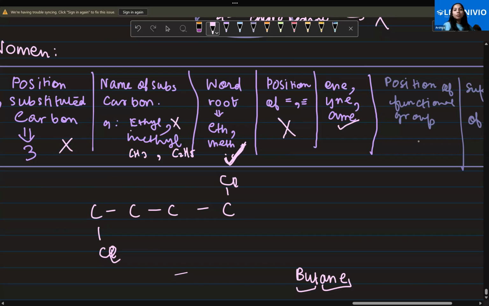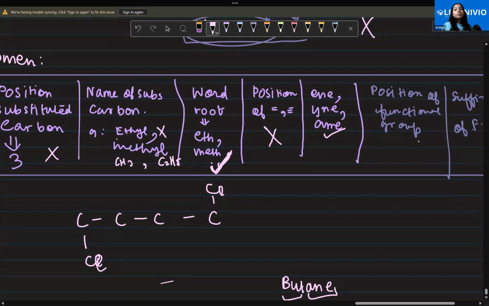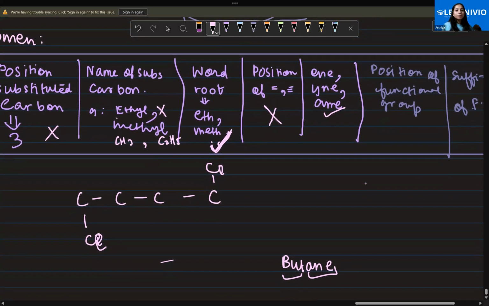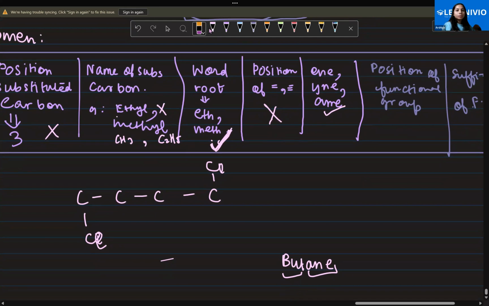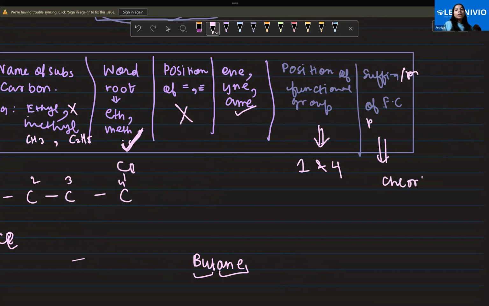Now, do we have any functional groups? Yes, ma'am. Where do we have the functional groups? First and last. So this is 1, 2, 3, 4. So the position for the functional group is 1 and 4. And what is the suffix or prefix for this functional group? Chloro. Yes, chloro.